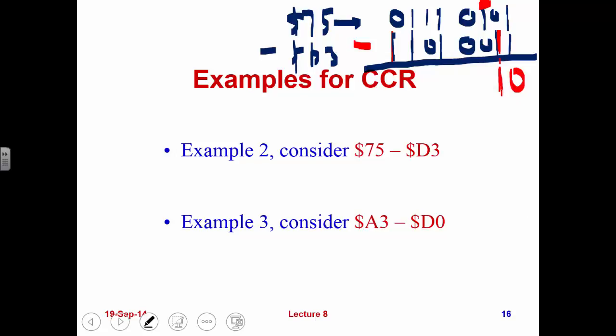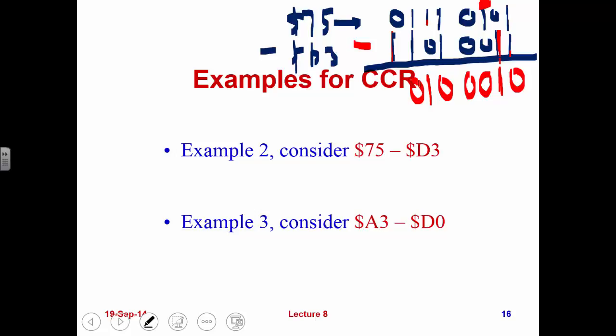Now we'll come to bit 3. Bit 2: this bit is 0, this bit is 1, this bit is 2. This 1 is already borrowed by bit 1, so it's 0. 0 minus 0. Then we come to bit 3: 0 subtracted by 0 is 0. Then we come to bit 4: 1 subtracted by 0 is 1. 1 subtracted by 1 is 0.